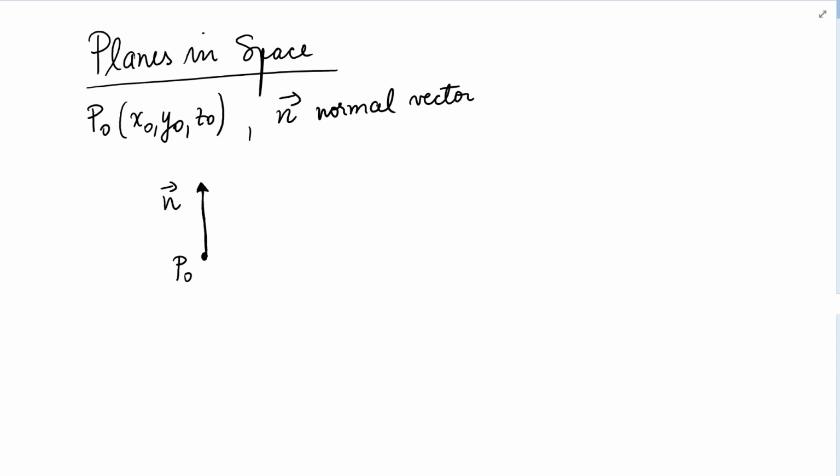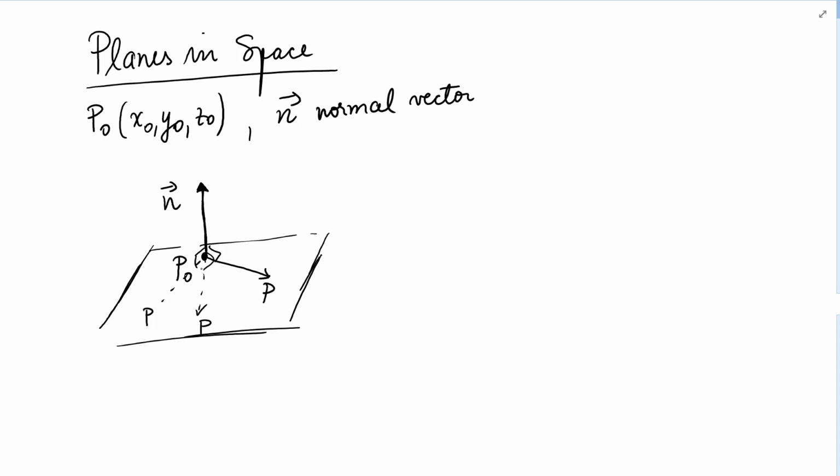In this video, we'll talk about planes in space. Given a fixed point P0 and a non-zero normal vector n, the set of all points P in R3 for which P0P is orthogonal to n, that means n is perpendicular to all those vectors, is called a plane.